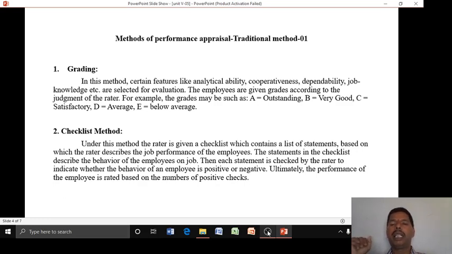For example, the grades may be such as A, outstanding performance; B, very good; C, satisfactory; D, average; and E, below average. So on the basis of this grade, the performance will be decided, and pay can be given, or promotion can be given, or training can be given. So further decisions can be taken on the basis of the grade given by the evaluator on the basis of the individual attributes of an employee in the organization.